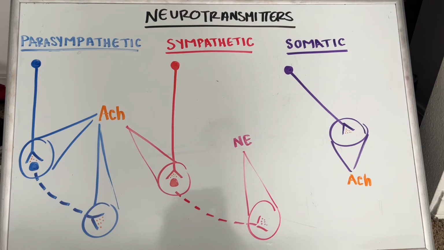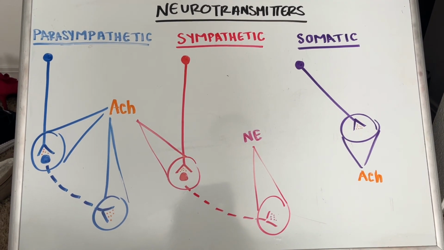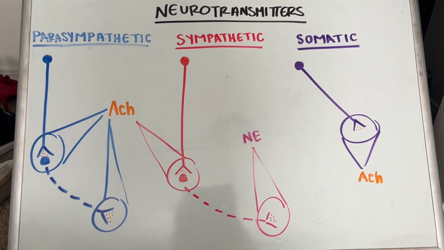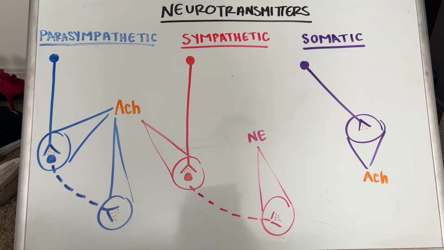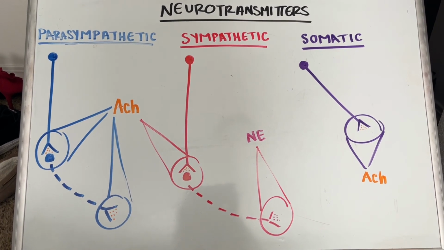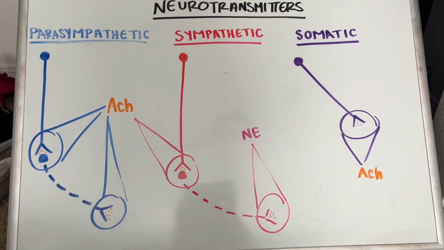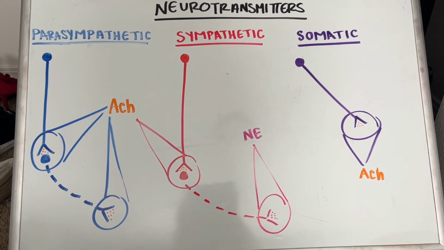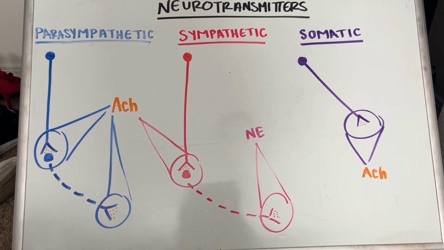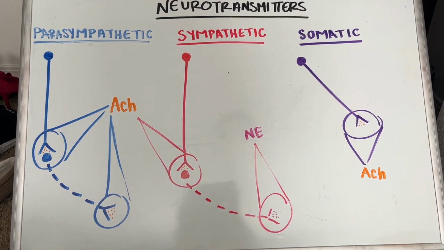Next thing we're going to discuss are the different neurotransmitters. Starting with parasympathetic again, our preganglionic neurons release acetylcholine, and our postganglionic neurons are also going to release acetylcholine onto our effector organ. These are something we call cholinergic, which is something we're going to discuss later in this video.